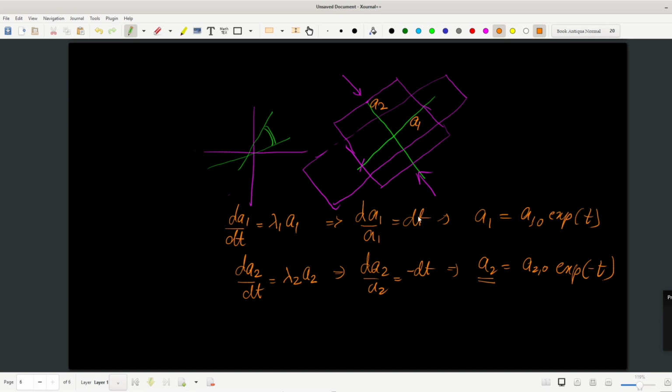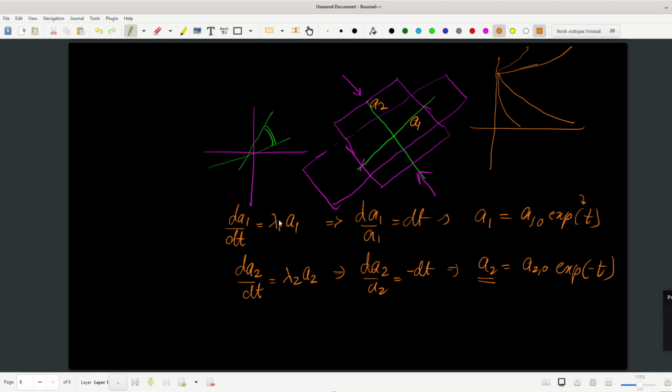Means that the length a2 decreases exponentially in time, while the length a1 increases exponentially in time. Alright, and the rates of increase and decrease are the eigenvalues. So if you have a stronger eigenvalue in the a1 direction, this growth rate will increase. If you have a larger eigenvalue in a2 direction, it will reduce.